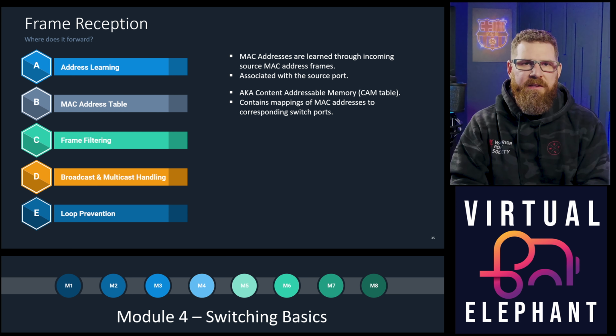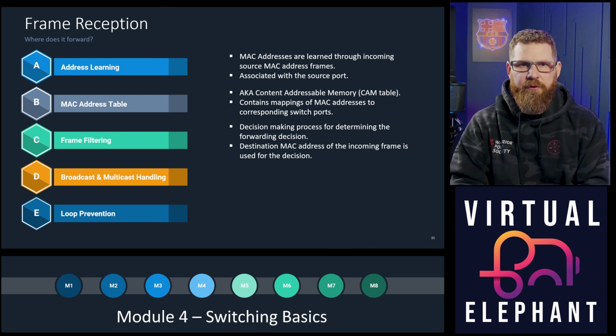And again, these mappings are going to correspond to physical ports on the switch, or if it's a virtual switch in a vSphere environment, a virtual switch port. But essentially, it's going to be a one-to-one mapping between the MAC address entry and the port that it's associated with. Now, once it's determined if the MAC address is in the MAC address table, the next thing it's going to do is actually filter the frame.